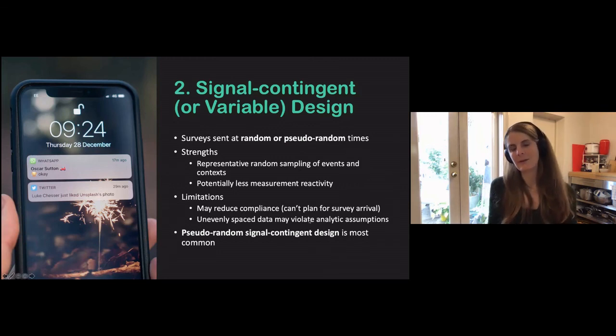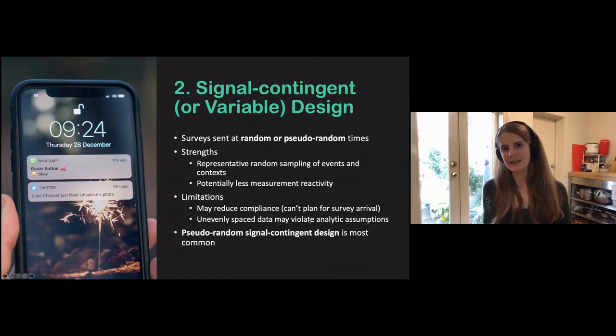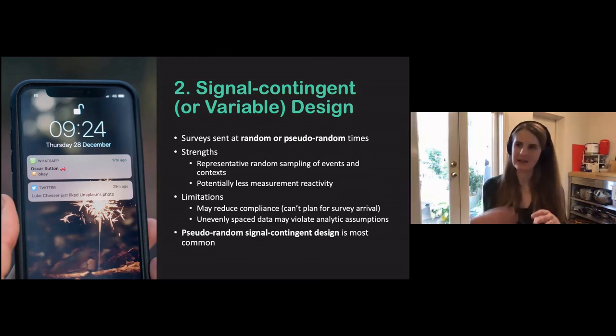So what we often do, and what I'd say is the most common type of ESM design, is something called pseudo-random signal contingent. What that means is that we divide our day up into intervals. So if I'm interested in sending 10 surveys, I'll divide it up into 10 intervals. I keep my intervals spaced apart, and then I send each survey at a random time during those intervals. In that way, I'm not accidentally bunching all my surveys in the morning and annoying my participants a lot and not getting a section of the day. But I'm also capitalizing on this variableness to make sure that my participants aren't constantly getting surveys at the same time. So that is generally what I would recommend doing if you're interested in this signal contingent design.